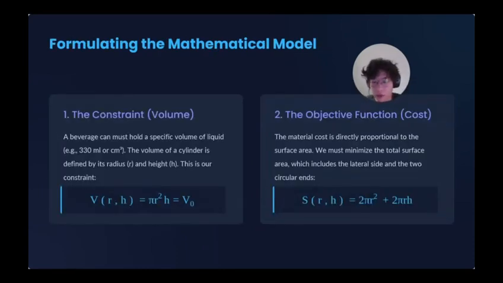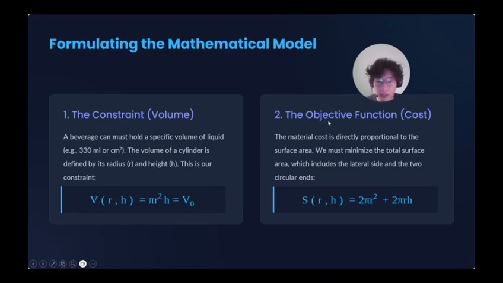Next, we formulate our mathematical model, which has two parts: the volume constraint and the cost objective function. The first part is our constraint for volume. A beverage can must hold a fixed amount of liquid, such as 330 milliliters or cubic centimeters. The volume of a cylinder depends on its radius and height, written as this formula. This volume value stays constant throughout our calculation.